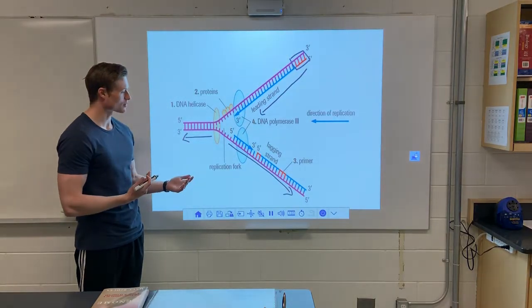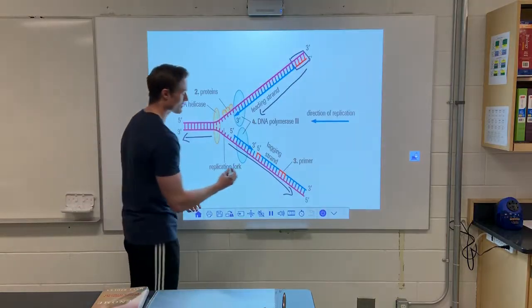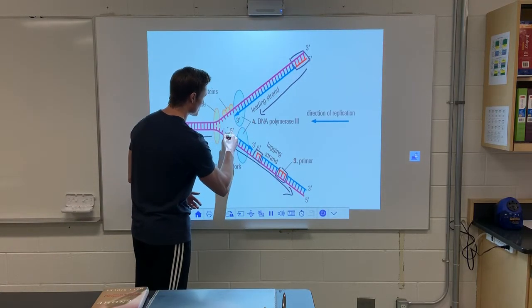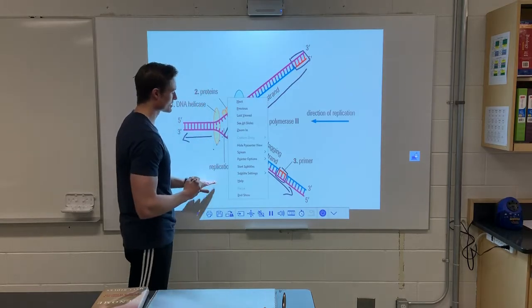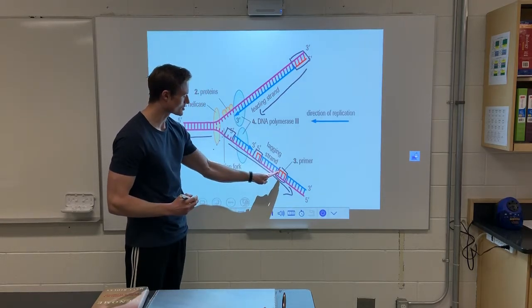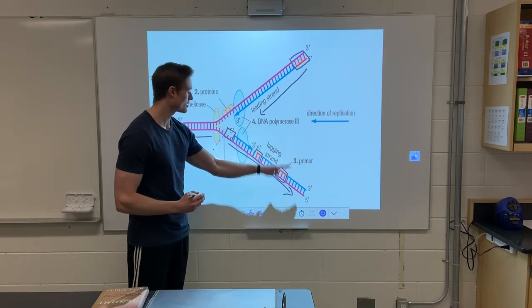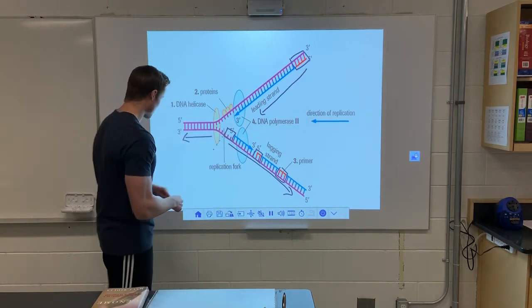Now, how does this work? Well, to do this, we have to lay down multiple primers. So we have to lay down multiple hooks that the DNA polymerase can hook onto, copy, copy, copy, hook onto, copy, copy, copy, hook onto, copy, copy, copy.